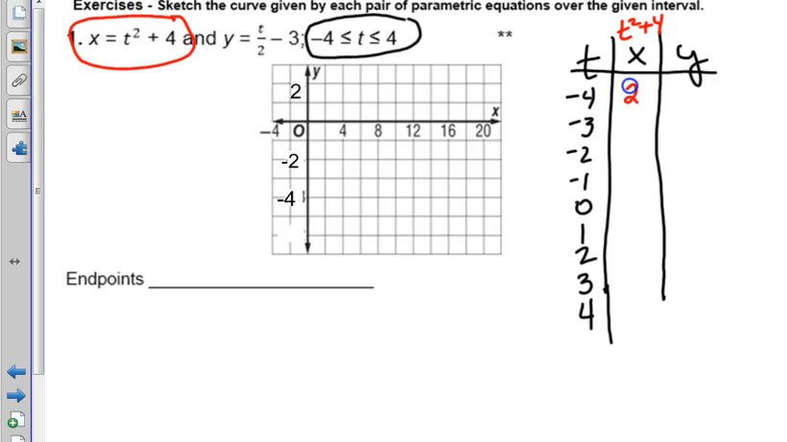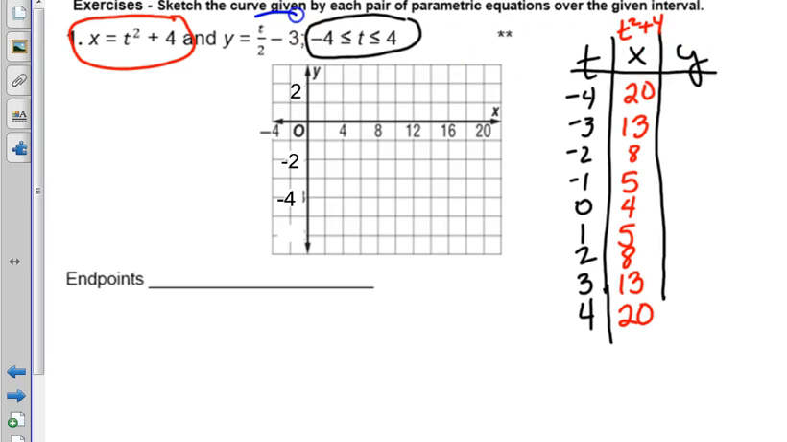16 plus 4 is 20. 9 plus 4. 4 plus 4. 1 plus 4. 0 plus 4. 1 plus 4. 2 squared is 4, plus 4. 9 plus 4. And 16 plus 4. Everybody good? I'm going to show you how to let the calculator do this for you in just a second on the next problem. All right, what's the rule for y this time?